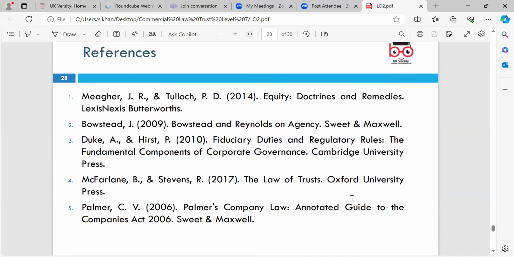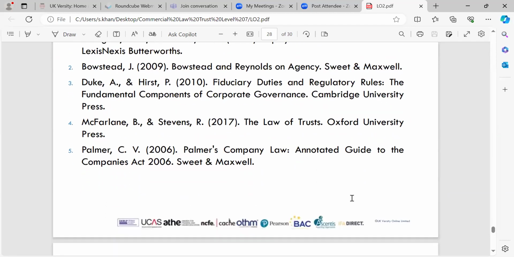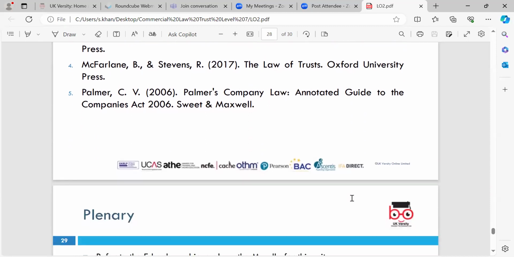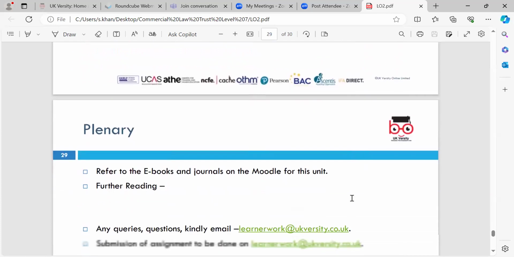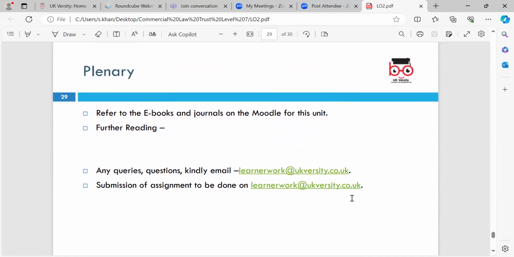Meagher, Equity Doctrines and Remedies; Reynolds on Agency; Duke, Fiduciary Duties and Regulatory Rules; McLaren, The Law of Trusts; and Palmer, Company Law. Please refer to any ebooks and journals and any additional reading on Moodle that can supplement this unit, and any further reading will be on Moodle.